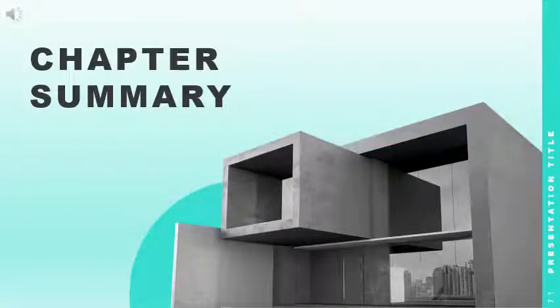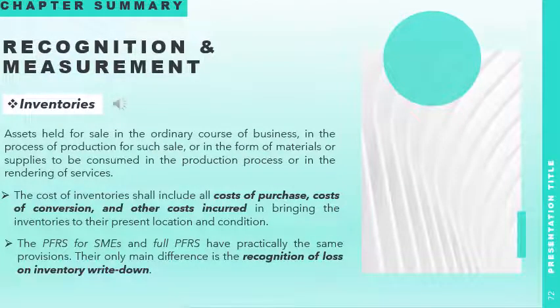So we are down to our last part, which is the chapter summary. So let's first define inventories before tayo mag-proceed sa recognition and measurement nito. So inventories are assets held for sale in the ordinary course of business, in the process of production for such sale, or in the form of materials or supplies to be consumed in the production process or in the rendering of services. The cost of inventory shall include all costs of purchase, cost of conversion, and other costs incurred in bringing the inventories to their present location and condition.